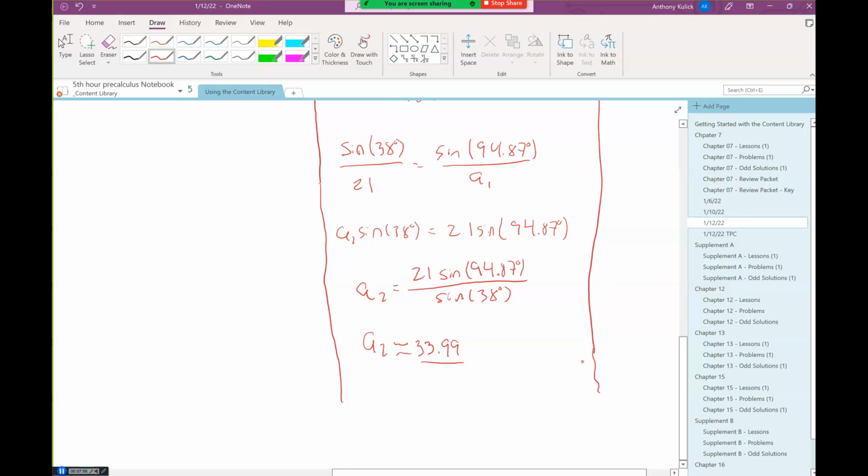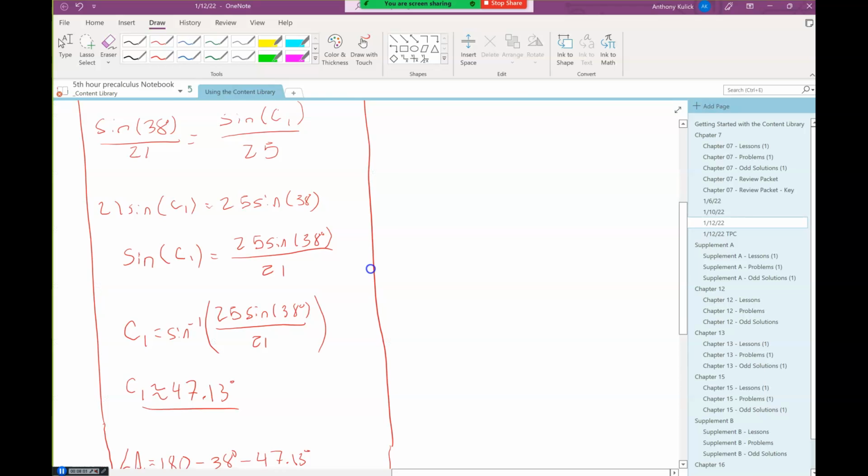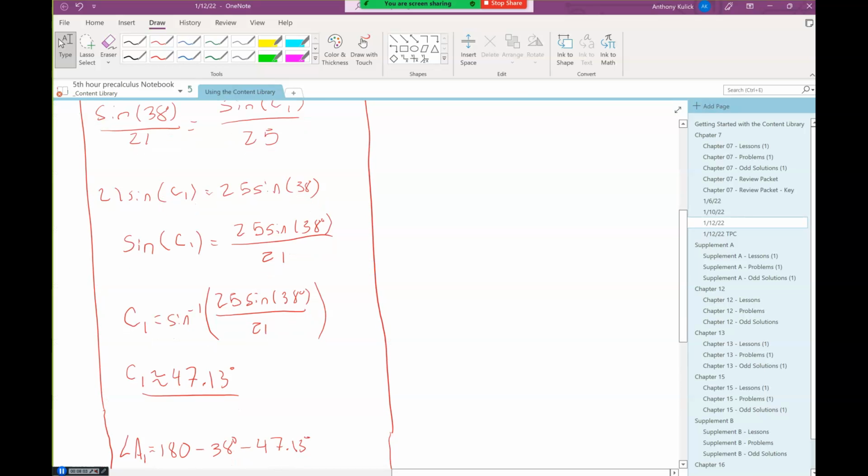Okay, let's start triangle 2 then. So triangle 2 is actually less work than triangle 1. In triangle 1, we had to use the law of sines twice. In triangle 2, we only have to use the law of sines once. But what's really important in triangle 2 is that we're solving the same pieces in the same order that we did in triangle 1. So the first thing we found in triangle 1 was angle C1. So the first thing we need to find in triangle 2 is angle C2.